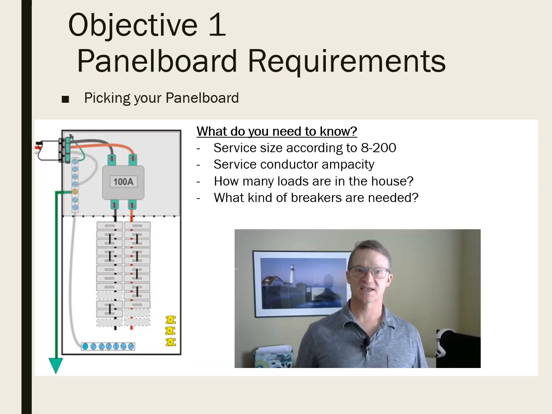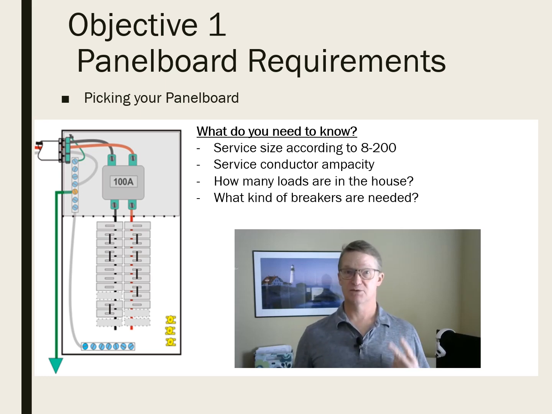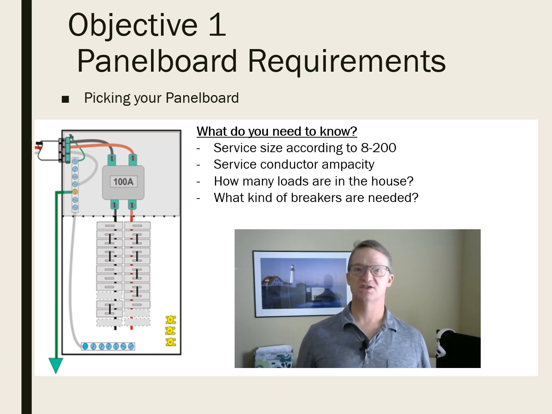Let's look at how to select our panel board. There's a few things that we need to know automatically for making sure that we pick the proper panel board for our house. Number one, we need to know what our service size is going to be according to 8200. Number two, we're going to need to know what our wire size is and the ampacity of that wire. That's an important part, and we need to know the ampacity. The third thing we need to know is how many circuits are in the house. What are the actual loads? And lastly, we need to know what kind of breakers we're going to need in order to fill the panel up and service those loads.